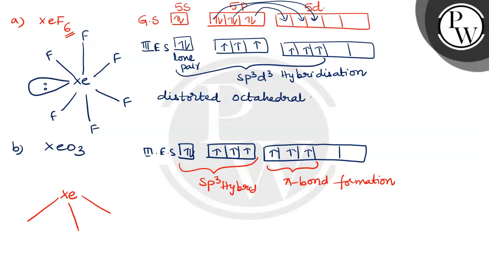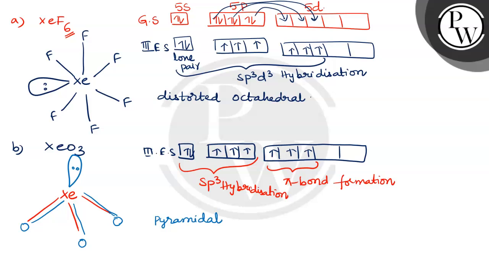So XeO3 hybridization is sp3 xenon ट्राइऑक्साइड का. और यहाँ पे पाई बॉन्ड फॉर्म हो जाएगा ऑक्सीजन से. एक सिग्मा बॉन्ड, एक पाई बॉन्ड. सिग्मा बॉन्ड इज फॉर्म्ड बाय हाइब्रिड ऑर्बिटल्स. Pi bond is formed by pure d orbitals of xenon and it has a lone pair of electrons. So what is the shape? Hybridization is sp3 and the shape is pyramidal shape.